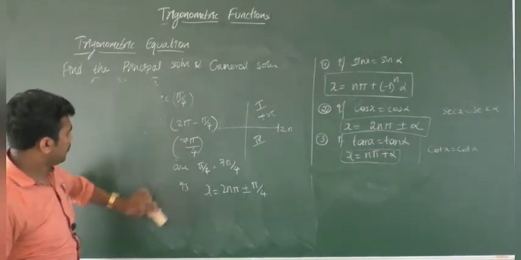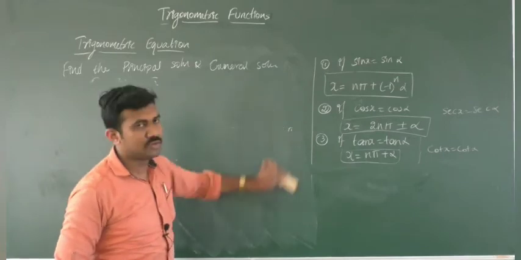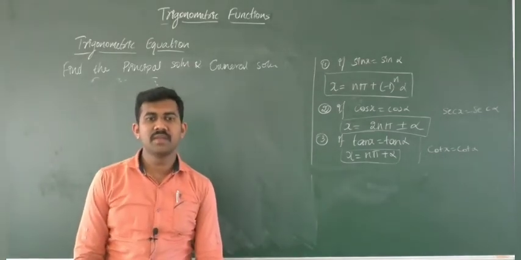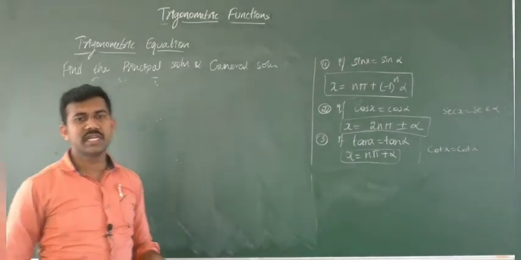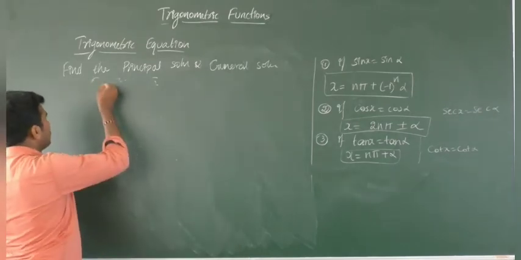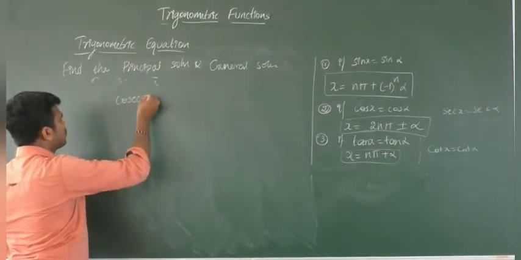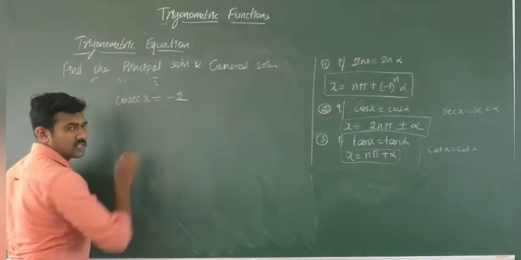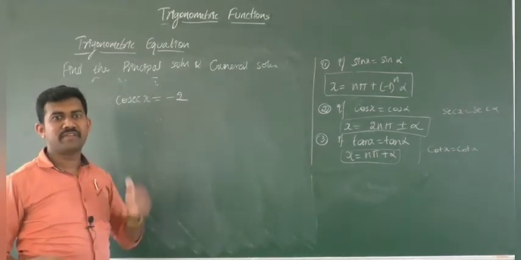Okay, similarly, we will give two questions to you. You have to solve that. Okay, the next question is cosecant x is equal to minus 2. Cosecant x is equal to minus 2. That you need to find.